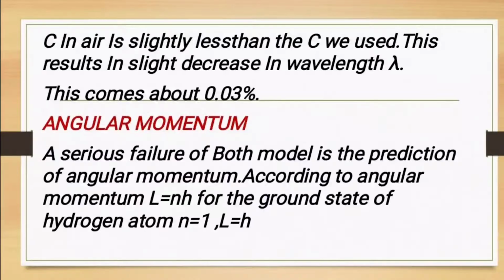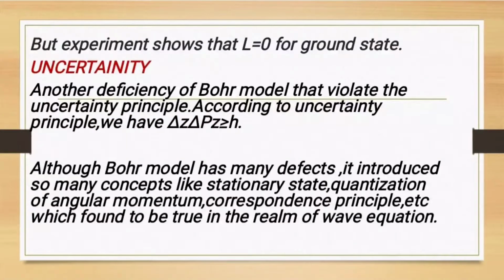Angular momentum. A serious failure of the Bohr model is its prediction of angular momentum. According to the model, angular momentum L = nħ. For the ground state of the hydrogen atom, n = 1 and L = ħ. But experiment shows that L = 0 for the ground state.